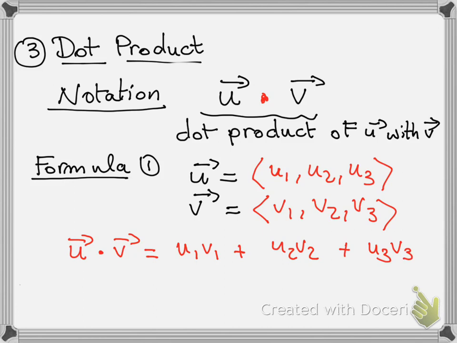Now, the important thing here, the first remark, is that the answer, what you get as a result, is a number. So here this is a number. The dot product of two vectors doesn't give you a vector, it gives you a number.